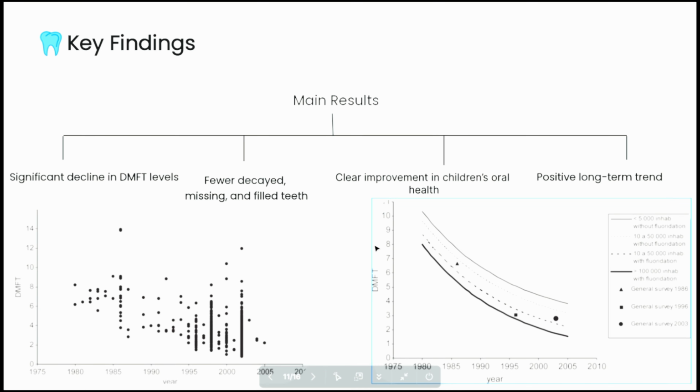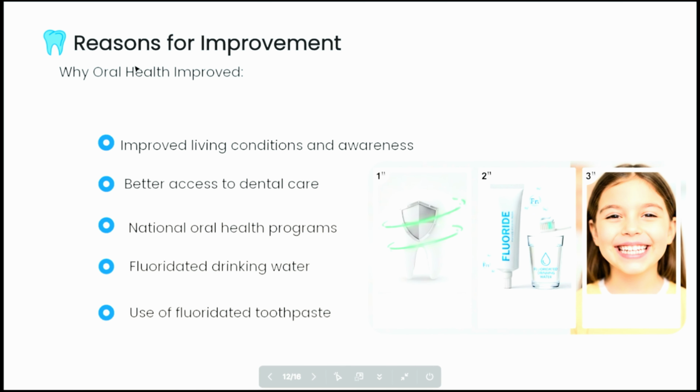This improvement did not happen randomly. One of the main reasons was the implementation of a national oral health program in Brazil, which helped increase awareness about oral hygiene and encouraged healthier dental habits. Another very important factor was water fluoridation, along with the widespread use of fluoridated toothpaste, which played a key role in reducing dental caries. Also, access to dental care improved over the years.